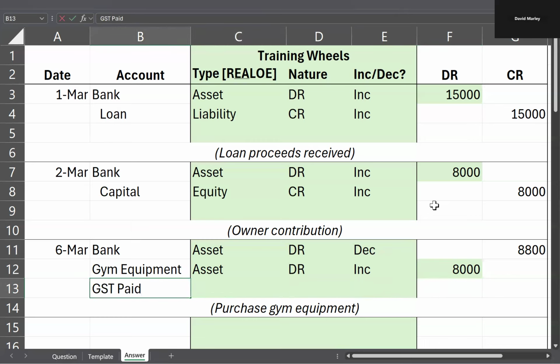GST paid is the final account here because I paid some GST. And I need to make sure it goes on the correct side so that all my debits added up equal my credit.